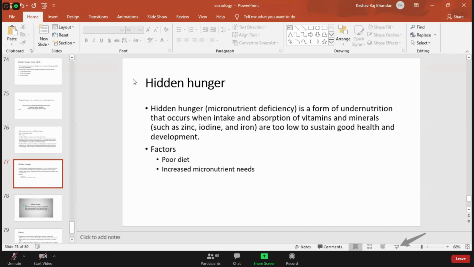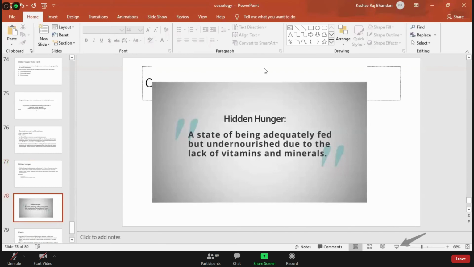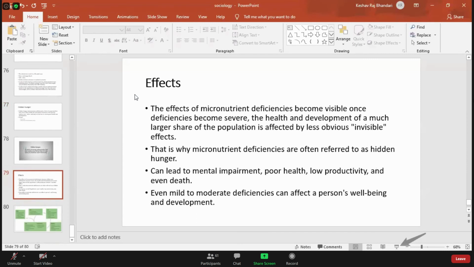So it's actually called hidden. Why is it called hidden? Because hidden hunger is a state of being adequately fed but undernourished due to lack of vitamins and minerals. It is called hidden because the signs of deficiency of micronutrients like vitamins and minerals do not become visible until it is very severe. For example, deficiency of vitamin A is not seen until the person is blind, things like that.